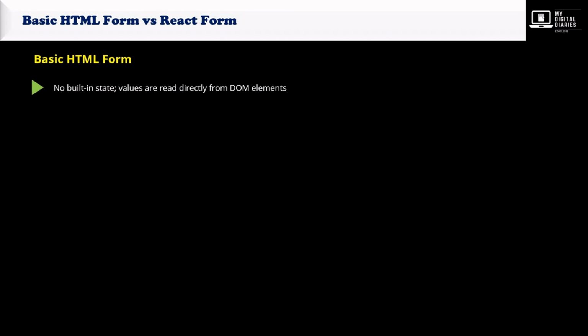A basic HTML form does not have built-in state management. What does it mean? It means the browser directly reads values from the DOM elements like input fields when the form is submitted. We don't track the value while the user is typing. For validation, HTML forms mostly depend on HTML attributes such as required, pattern, min or max. If we need advanced validation, we must write manual JavaScript, which can become messy as the form grows.